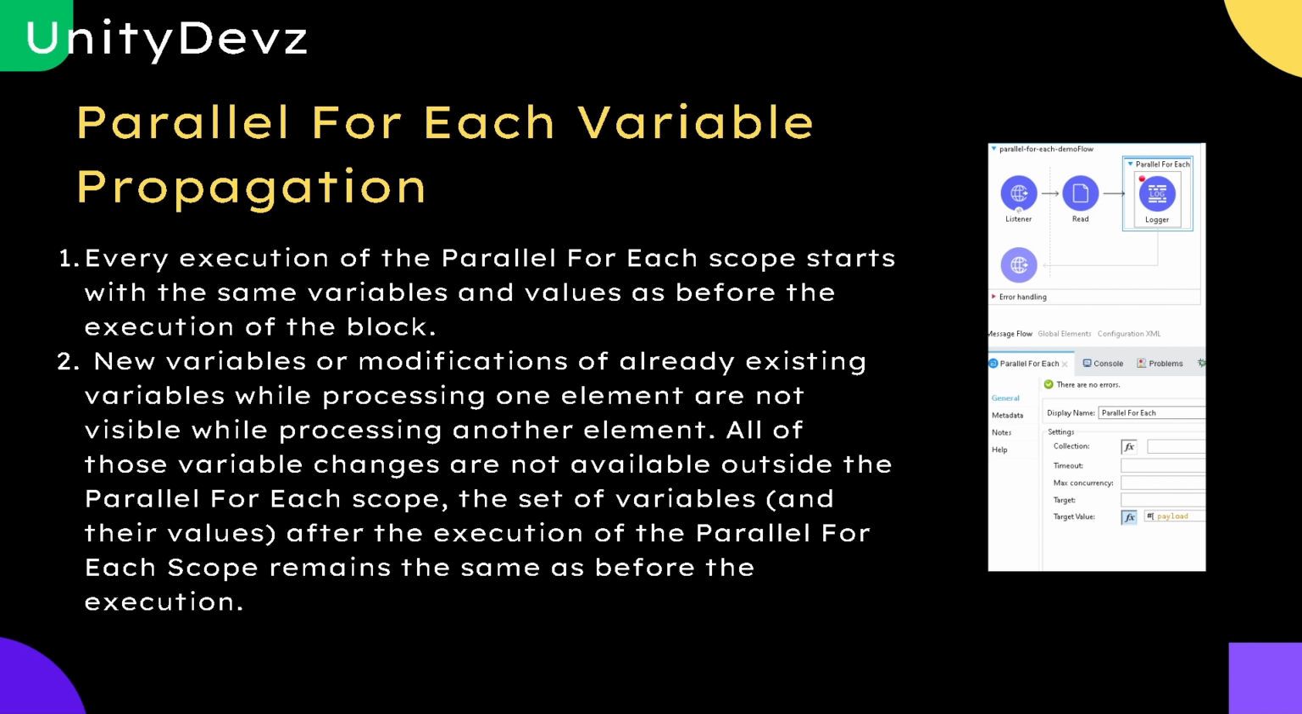So guys, the second point explains this concept more clearly. In the second point it is written, new variables or modifications of already existing variables while processing one element are not visible while processing the other element. Whatever modification you do while processing any single element in that particular variable, that modification will not be visible while processing the other element in parallel for each.